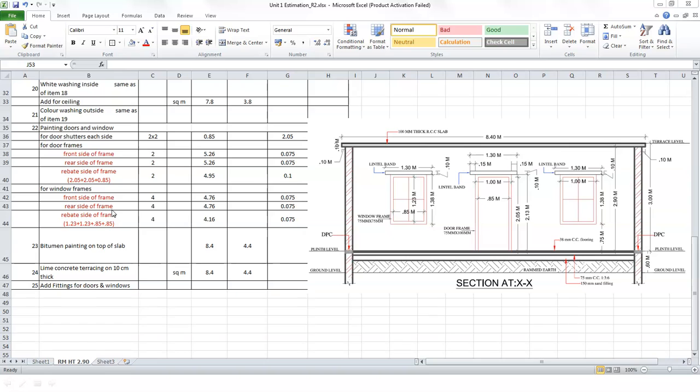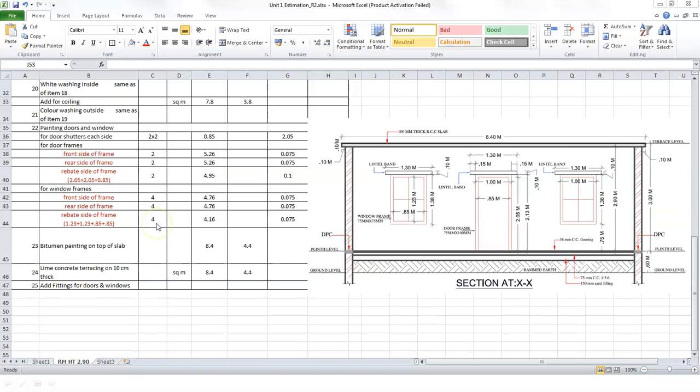Now we look at the window frame, and for the window frame we find the dimensions. We have 4 windows, so we have the number 4 in all. In a similar way, we find 4.76 is 1.38 plus 1 meter plus 1.38 plus 1 meter. We look at this window for clarity. So we get 4.76. Similarly, for the cross-sectional area, we have the frame width as 0.075 and 0.075 in both the cases.